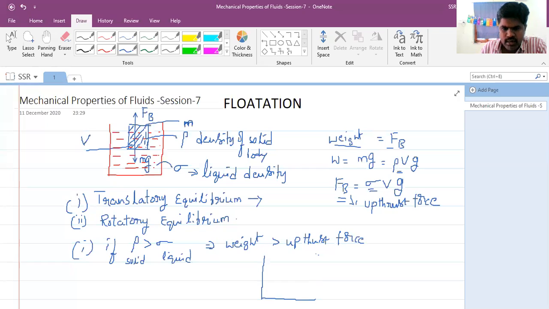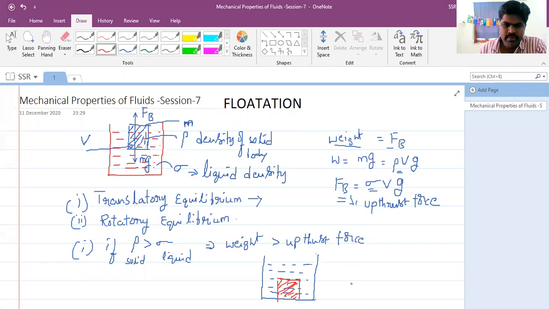So this is the container of liquid. Then the body will be at the bottom. You can see like this. It will reach the bottom. Are you clear on this? The body will come to the bottom and sink down at the bottom of the liquid. So this is the condition for sinking into the liquid. Are you clear up to this?